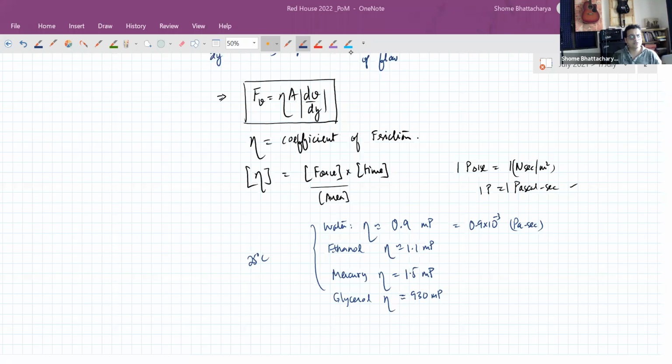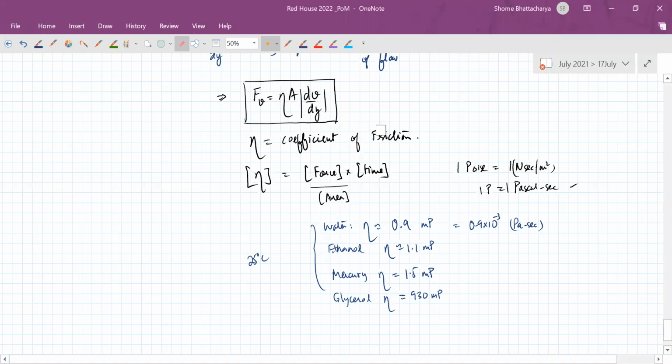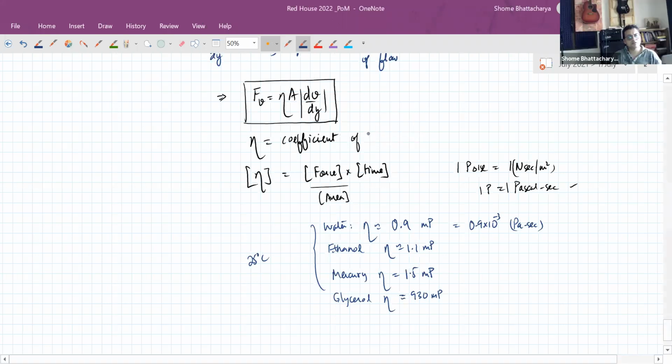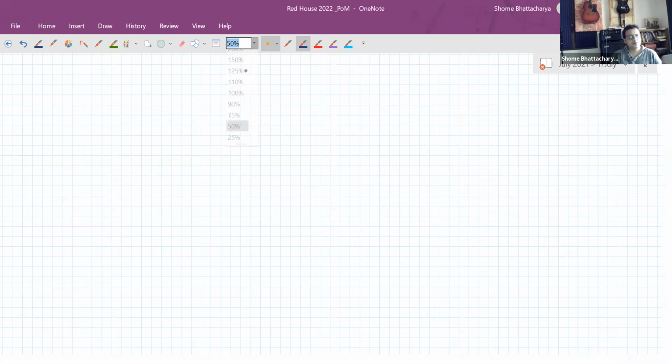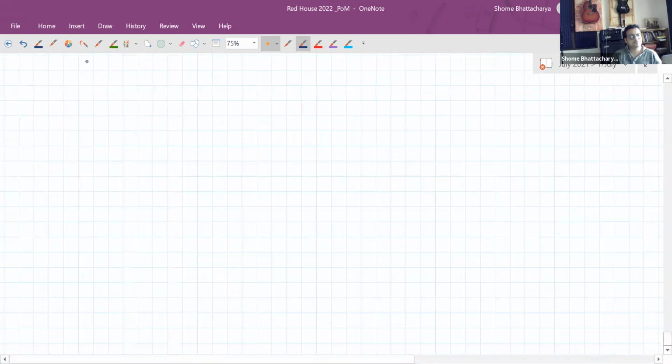Oh, I have written coefficient of friction, is it? Sorry. Yes, sir, it's coefficient of viscosity. Yeah. Very different from coefficient of friction. Thanks for pointing out. So that's about the coefficient of viscosity. So let's see a typical numerical problem to understand this.